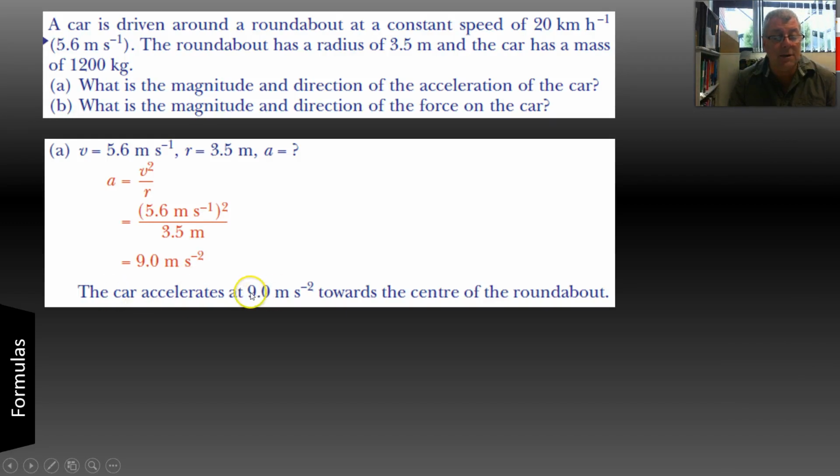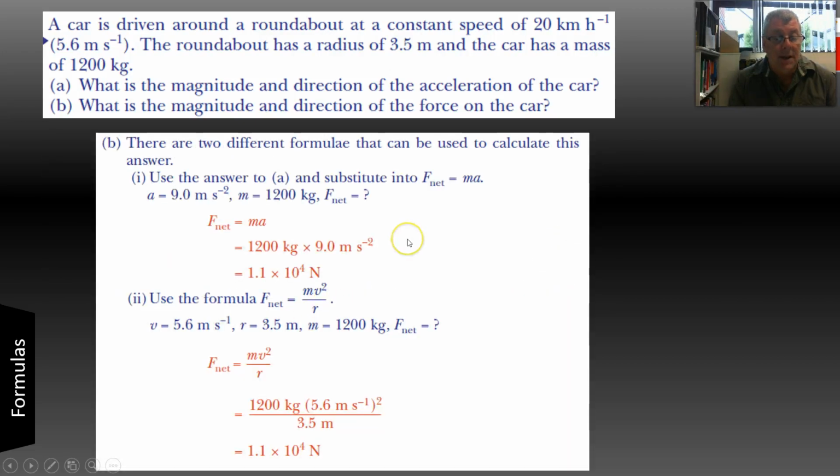And in this case they state the answer 9 meters per second to the minus 2 and the direction towards the center of the roundabout. And what's next? To find the magnitude and direction of the force. Now I've noticed that there's two possible ways of doing it.